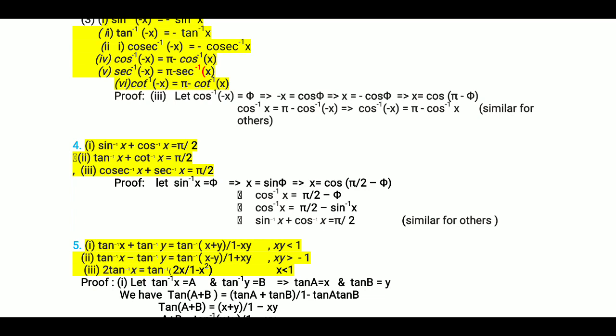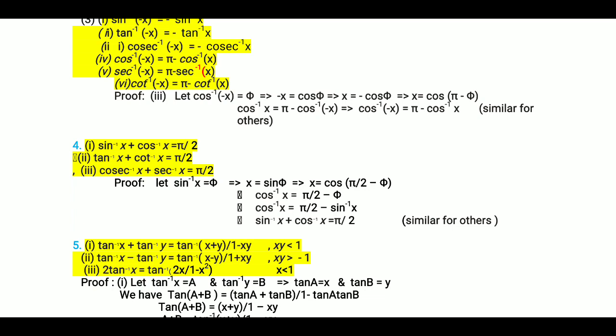Let sin inverse x be equal to phi. This implies x is equal to sin phi. Now change sin into cos, in case cos(90 minus theta) is sin theta. In a similar way, x is equal to cos(pi by 2 minus phi). That was sin phi. Now taking cos on the right hand side, cos inverse x becomes pi by 2 minus phi. So cos inverse x is equal to pi by 2 minus sin inverse x, as phi is sin inverse x, which we have already taken.